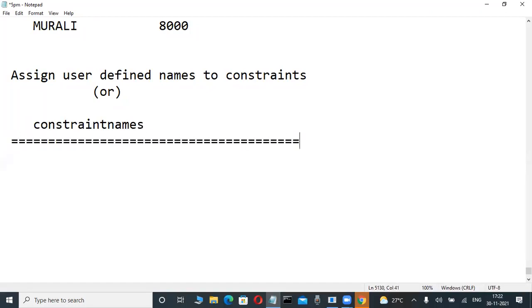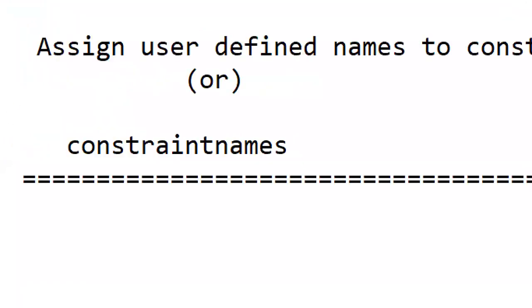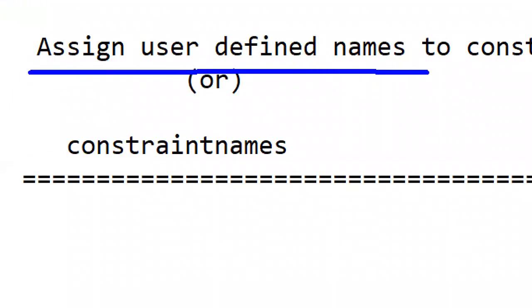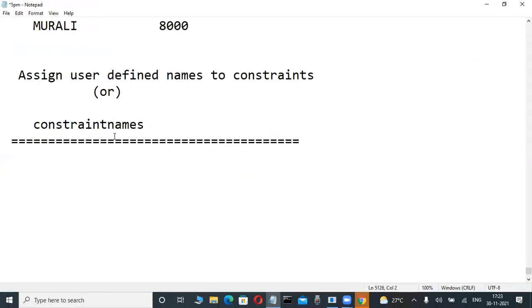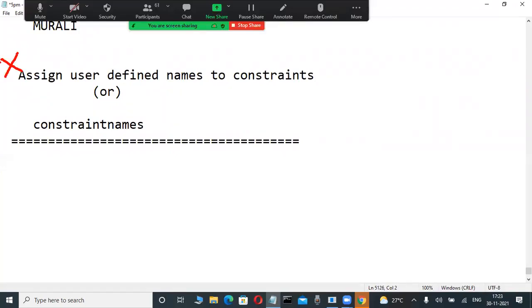Up to now, primary key, foreign key, check, unique, not null are called constraints. But constraint name is another terminology in every database. Up to now, I have not told constraint names. Side heading, everyone write it: assign user defined names to constraints, or constraint names. Very important terminology. Put a star. This is important because today's data dictionary, and in the future, for dropping constraints and for enabling and disabling constraints, this knowledge is very helpful.